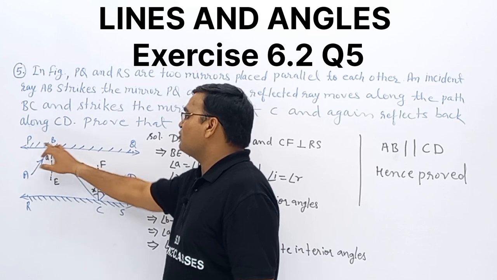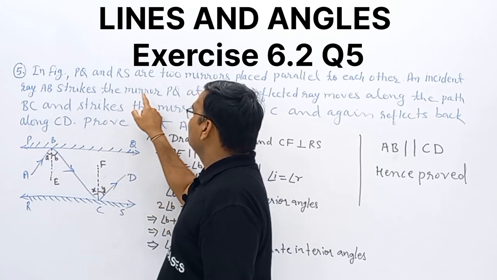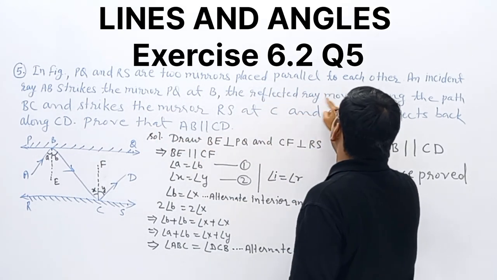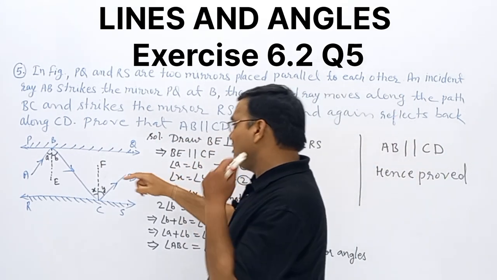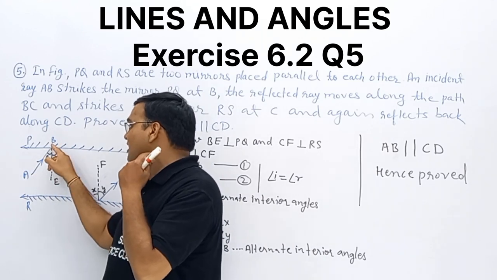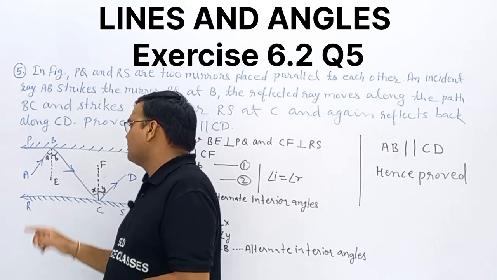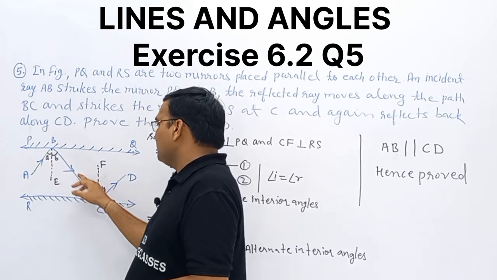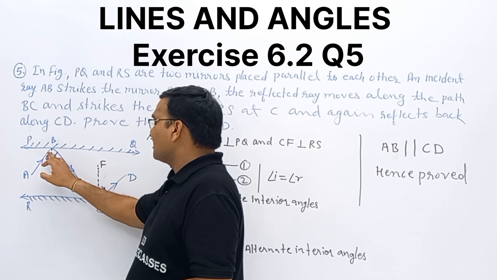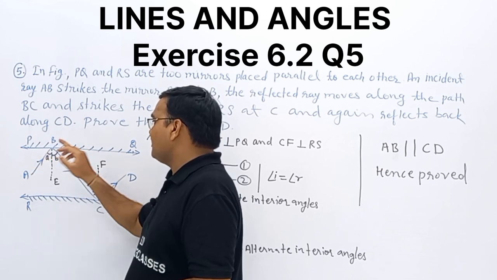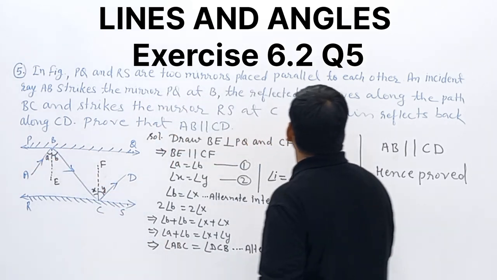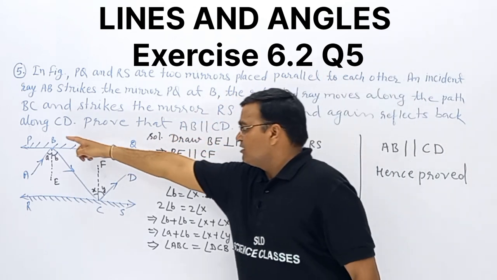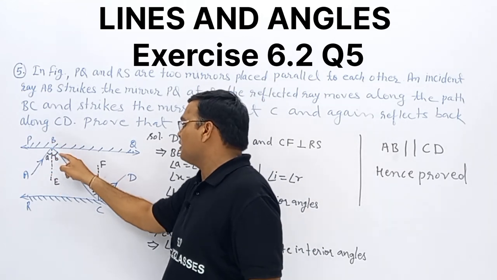So this is the mirror. This ray AB strikes this mirror PQ at the point B. The reflected ray moves along a path. Reflection means it strikes and then bounces back in the same medium, and it moves like this. So this is the incident ray and this is the reflected ray. Clear? The reflected ray moves along the path BC.